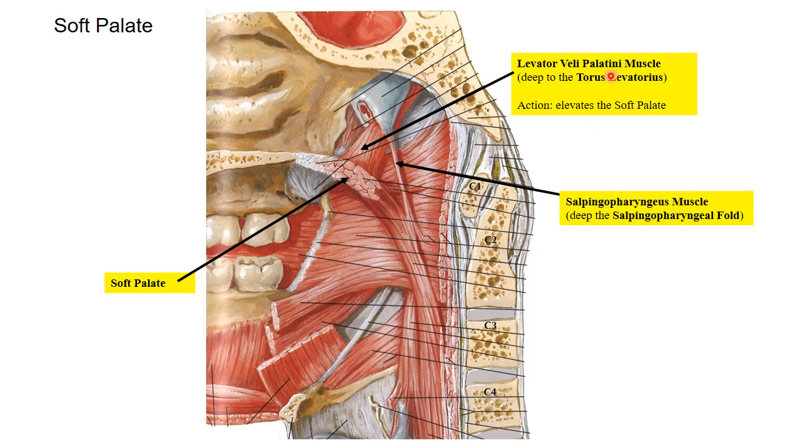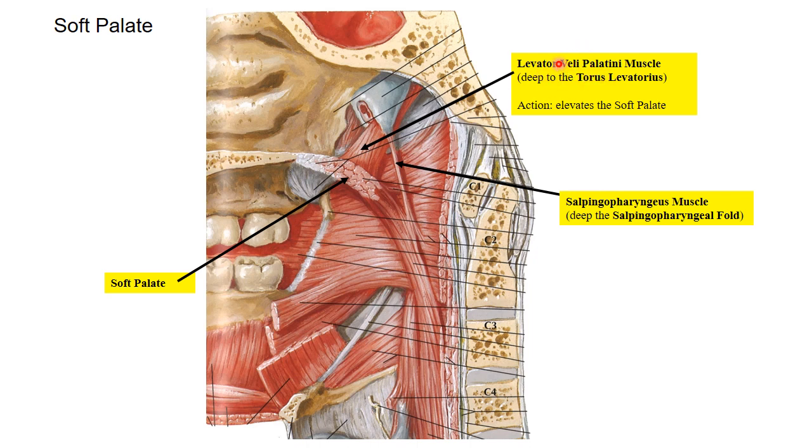Okay, veli palatini. Velum is a sail. Palatini means of the palate. So sail of the palate is what velum palatini means. That's a direct reference to the soft palate. Okay, in Latin, it's called the velum palatini, meaning the sail of the palate. Okay, levator veli palatini means the elevator of the sail of the palate. The elevator of the soft palate.